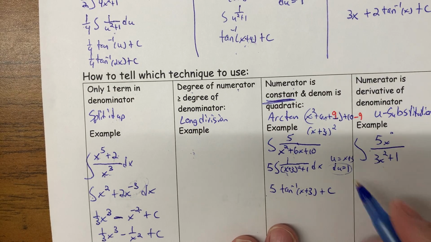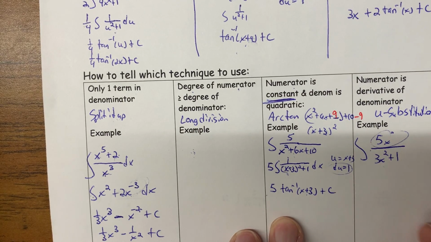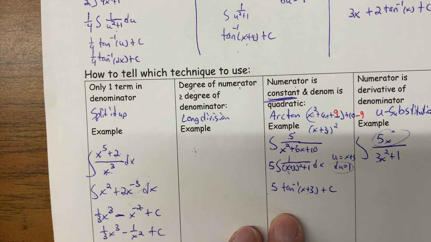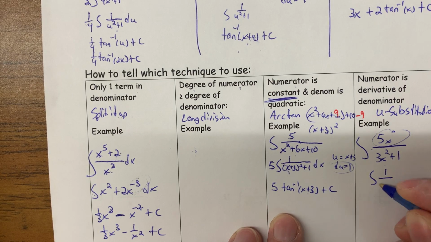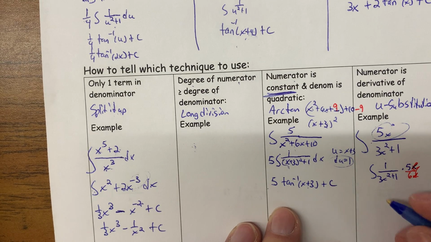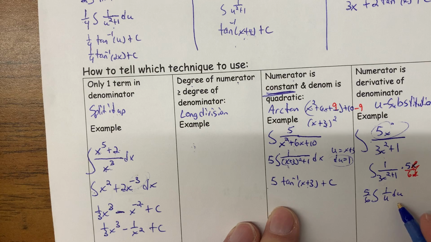So if the derivative, and it can be off by a constant multiple, it just needs to be the same degree. So 6x and 5x, those will end up canceling out. So when I divide by 6x, this is the integral of, I'm going to rewrite this as 1 over 3x squared plus 1 times 5x. And when I divide by 6x, that will cancel out the x's, and I'll be left with just a constant. So this is the integral of 1 over u, and I'm going to put the 5/6 out here, du.